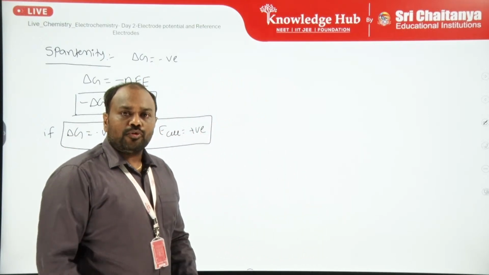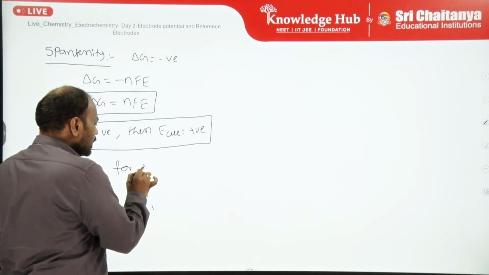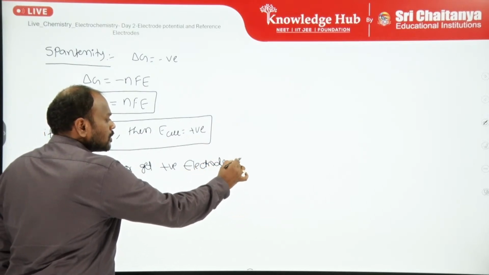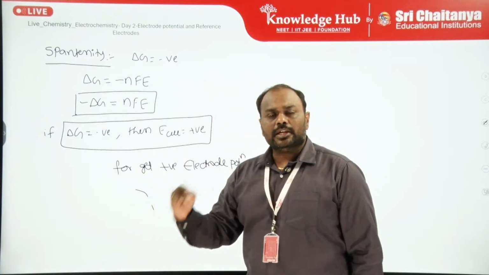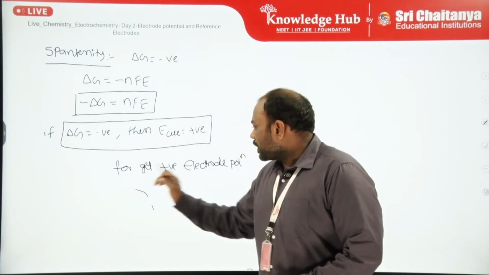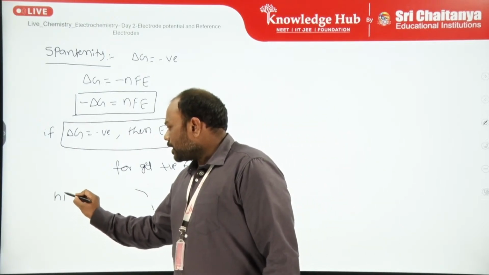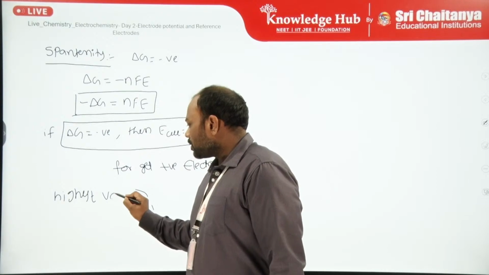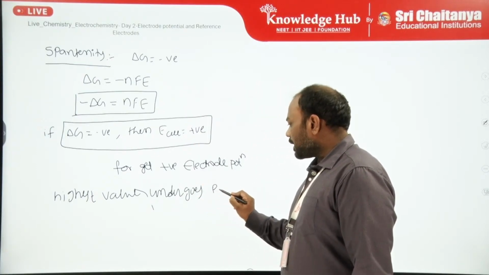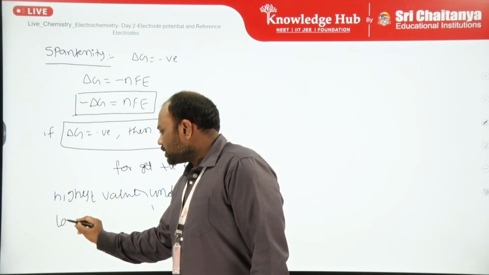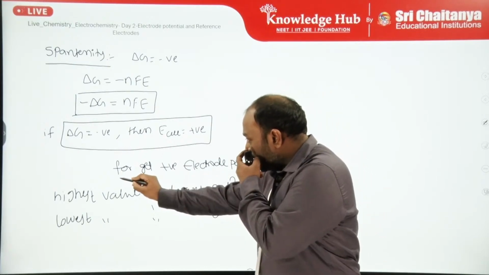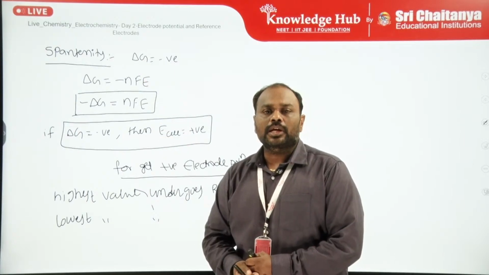To get a positive electrode potential, the highest potential value undergoes reduction reaction and the lowest value undergoes oxidation reaction. So for getting a positive electrode potential and the spontaneity condition, we use this.